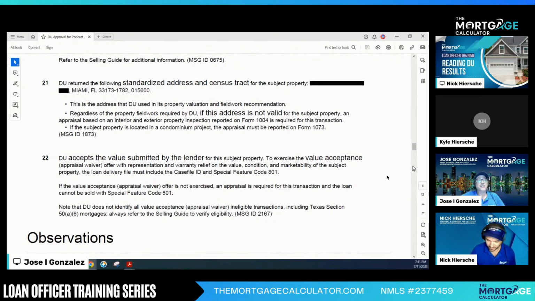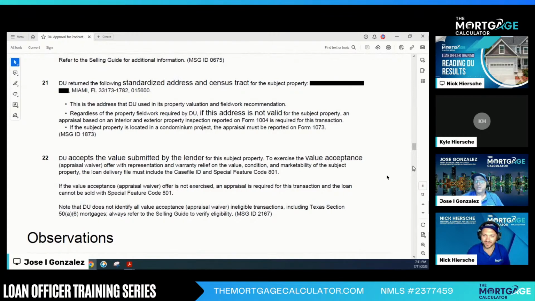But now, point number 22 tells me DU accepts the value submitted by the lender for this subject property. That's an appraisal waiver. To exercise the value acceptance, notice it has in parentheses appraisal waiver offer with representation and warranty relief on the value, condition, and marketability of the subject property. The loan delivery file must include the case file ID and special feature code 801. So right there, that's what it's letting us know.